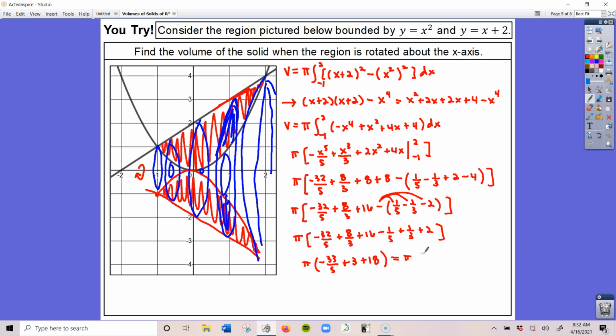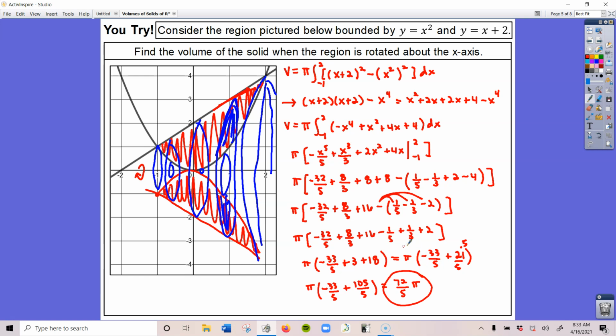So we have this pi, and then negative 33 over 5 plus 21. Now we'll need to put this over 5 and multiply this by 5. So we get pi times negative 33 over 5 plus 105 over 5. And now we just combine these two fractions together. Negative 33 plus 105 is 72 over 5, and of course the pi. And this would be the volume of that solid.